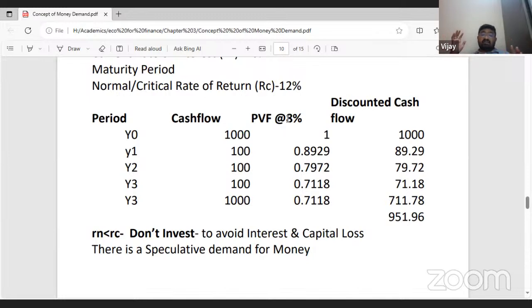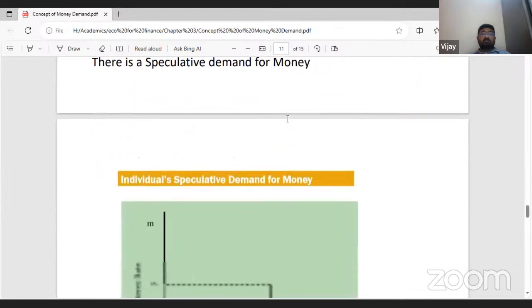So when interest rate decreases, or I can say your bond rate is less than the normal return on investment, then in that case you will not invest, you will hold it as money. Then there will be a speculative demand for money.